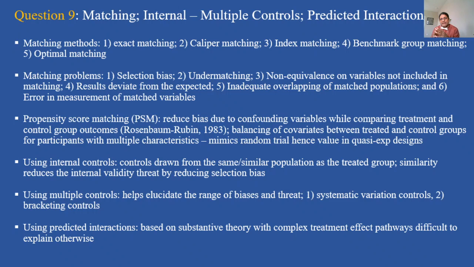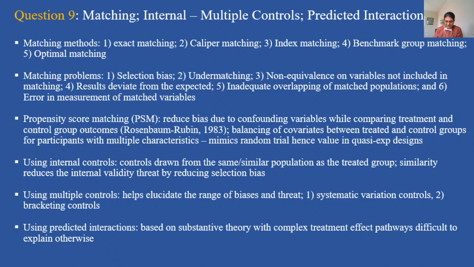So typically, researchers try to see the outcome difference between the treatment group and the control group. This is the simplistic way of doing it. But this can lead to biased results because of the presence of, or due to the effect of, confounding variables.